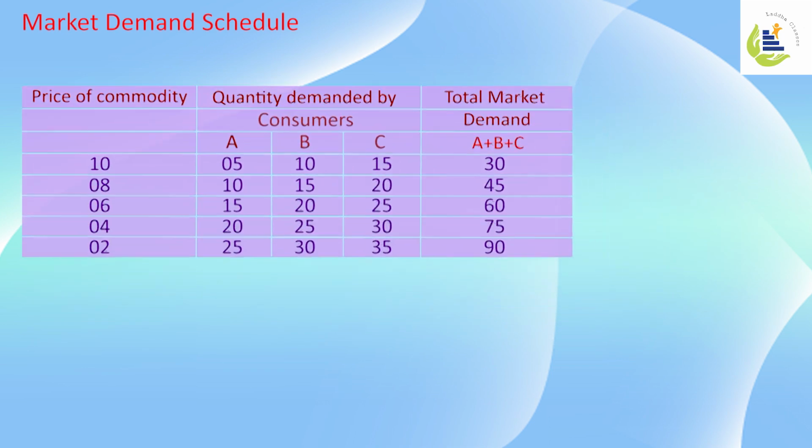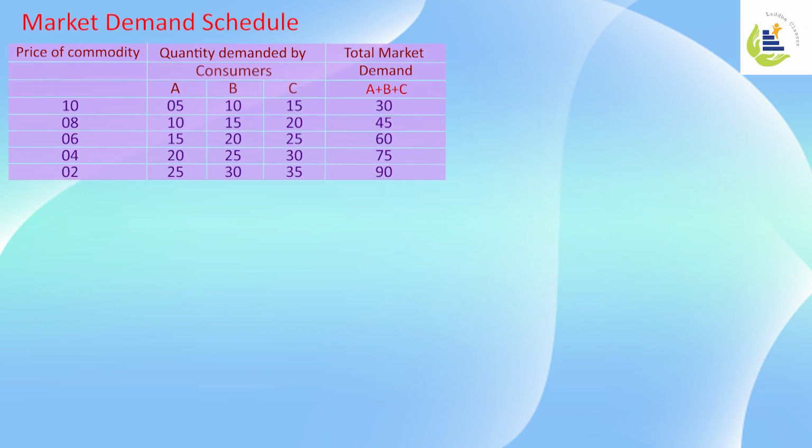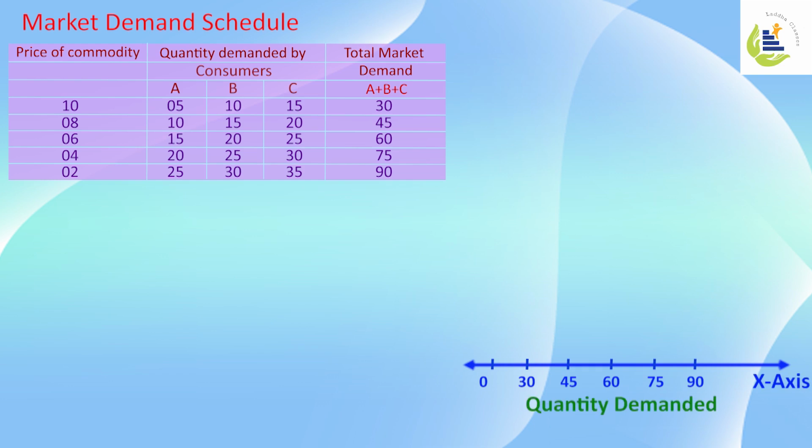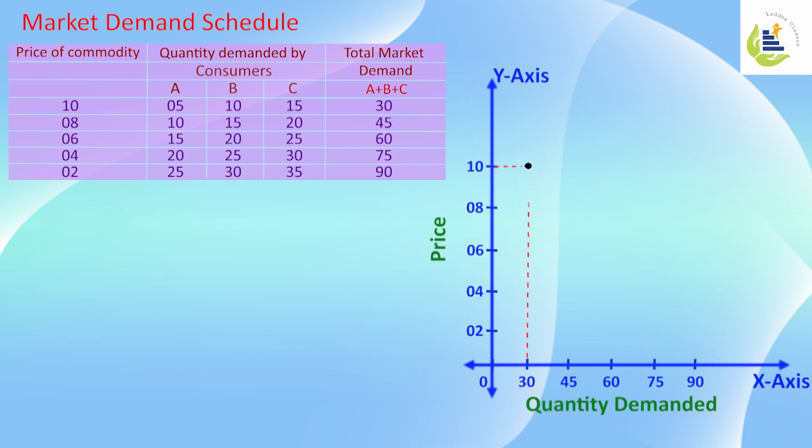When we represent this chart on a graph, the x-axis represents the aggregate quantity demanded by all the consumers, in turn the last column of the table. And the y-axis represents the price of a commodity, the different prices of the commodity. So at 10 rupees a total of 30 units are demanded. At 8 rupees it is 45, at 6 rupees it is 60, at 4 rupees it is 75 and at 2 rupees it is 90.